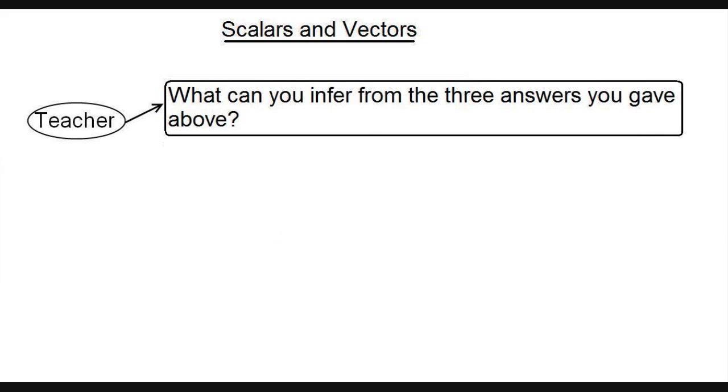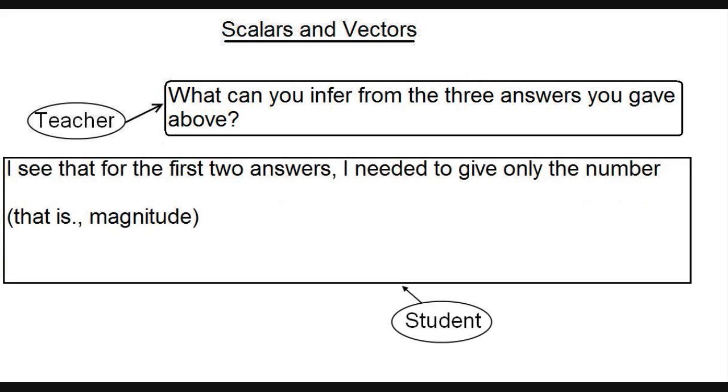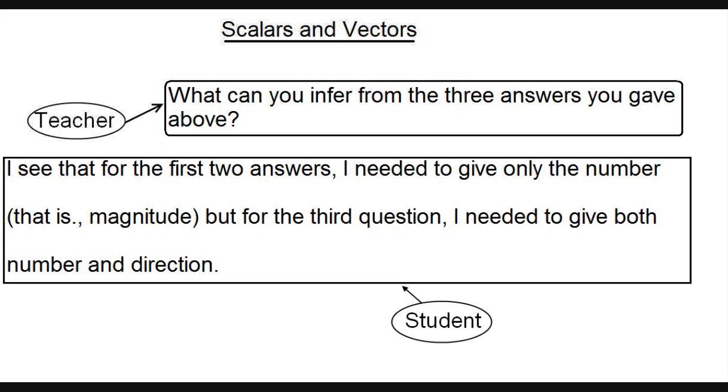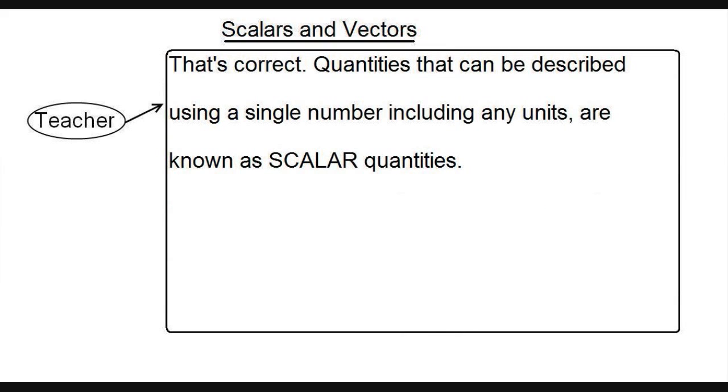What can you infer from the three answers you gave above? I see that for the first two answers, I needed to give only the number, that is, magnitude. But for the third question, I needed to give both number and direction. That's correct. Quantities that can be described using a single number including any units are known as scalar quantities.